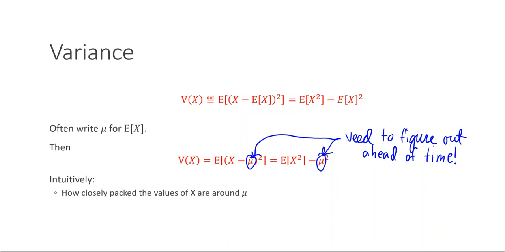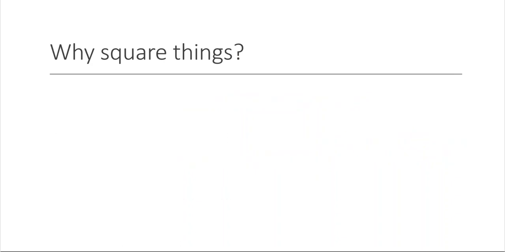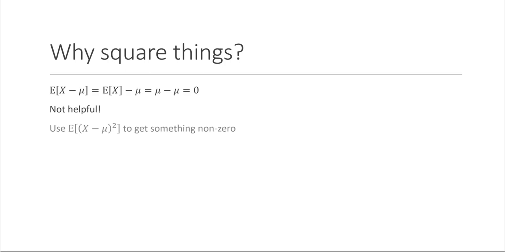Intuitively, variance measures how closely packed the values of x are around the mean mu. Now notice that in these expressions, I have a bunch of squares. Why? Why couldn't I just use the expected value of x minus mu? Well, if you remember, the expected value of x minus mu, that's the same as the expected value of x minus mu. But by definition, the expected value of x is mu. And so mu minus mu is 0. And this is not very helpful. And so basically we introduce the squared here to get something that's non-zero.